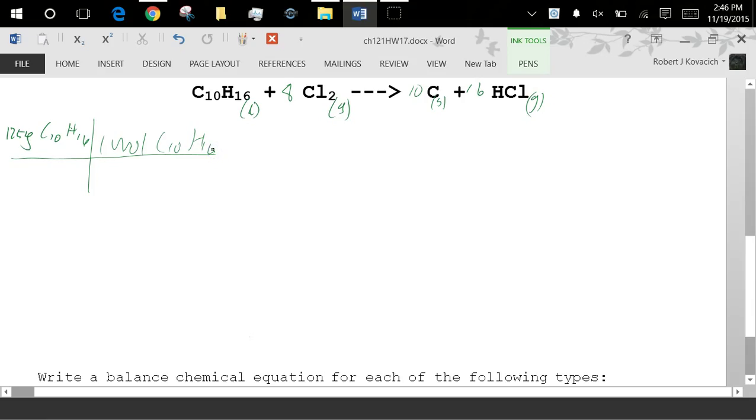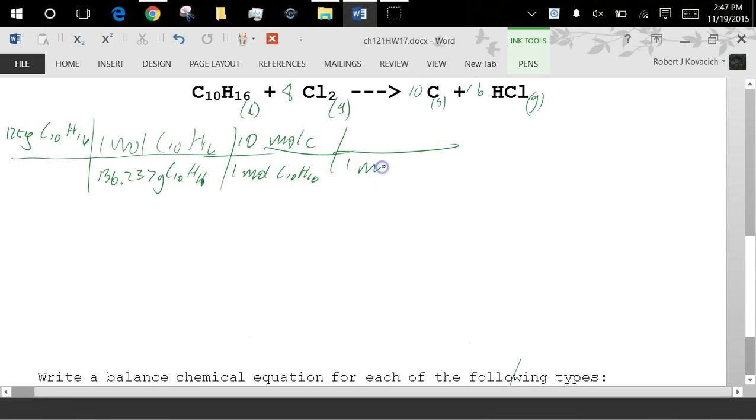So 1.00795 times 16 plus 12.011 times 10. So I have 136.237 grams of C10H16, 1 mole of C10H16. What do you want to go to, product-wise? I just go to carbon because it's easier.